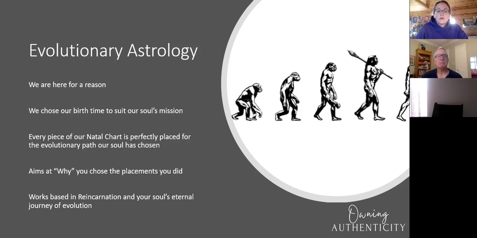Evolutionary astrology in general aims at why you chose the placements you did, like getting out from under any victim mentality around our chart to say, you have these tools, you chose to bring them with you. So what purpose did you think that they were going to solve or serve? Because they absolutely have their role to play.